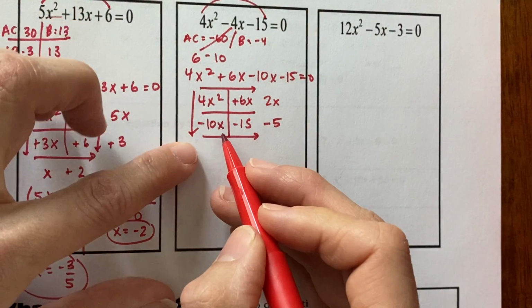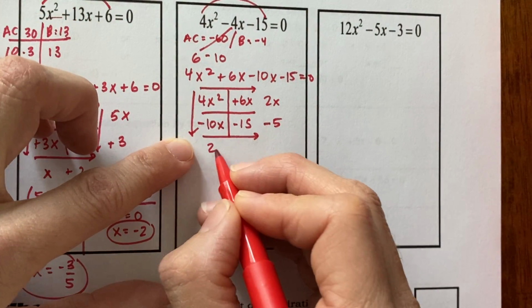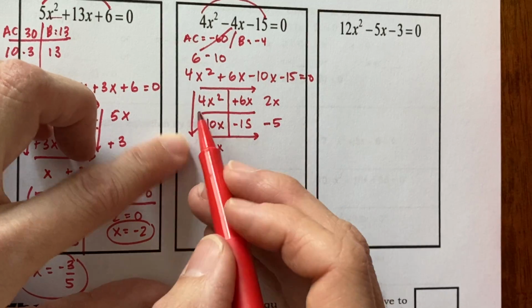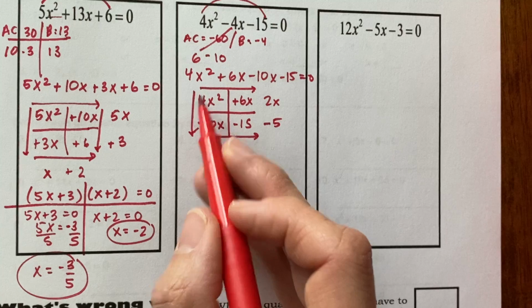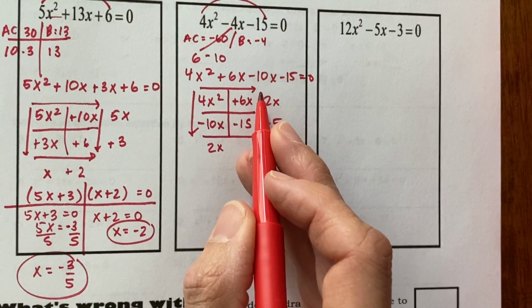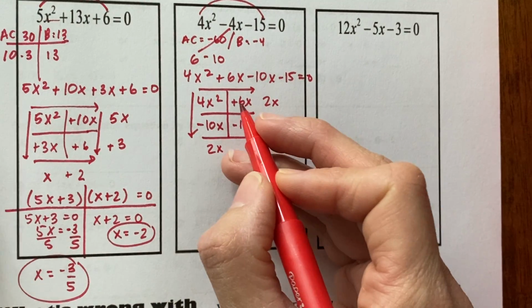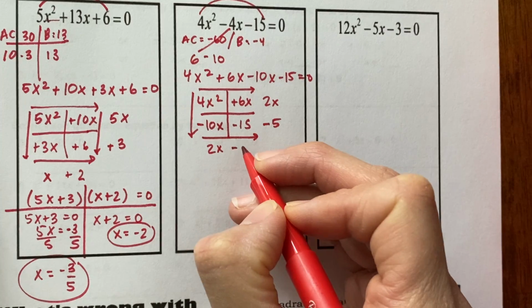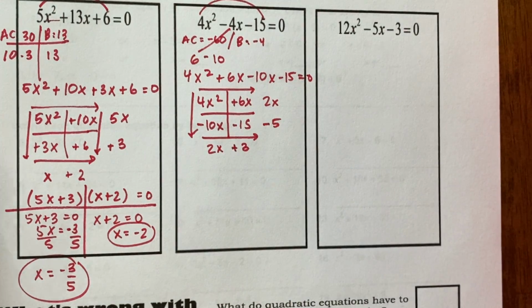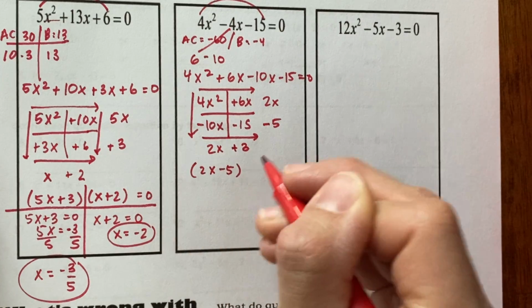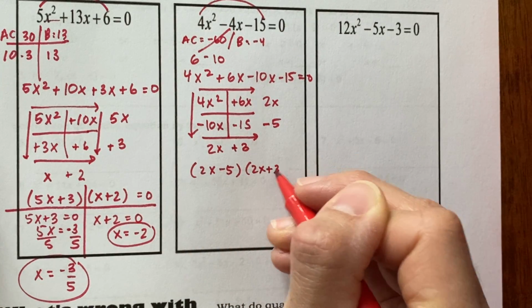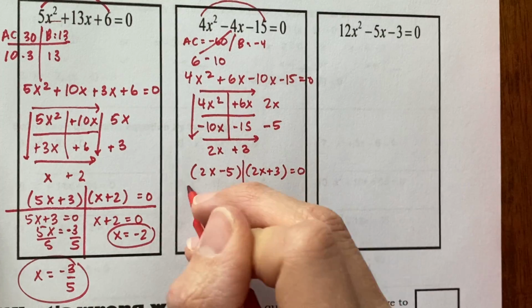Greatest common factor of 4x squared and negative 10x is 2x. And again, I will remind you, you only take that negative if it's a leading negative, meaning if it's either on the top if you're going down or on the left if you're going left to right. And then 6x and 15 is plus 3. So 2x minus 5 times 2x plus 3 equals 0.